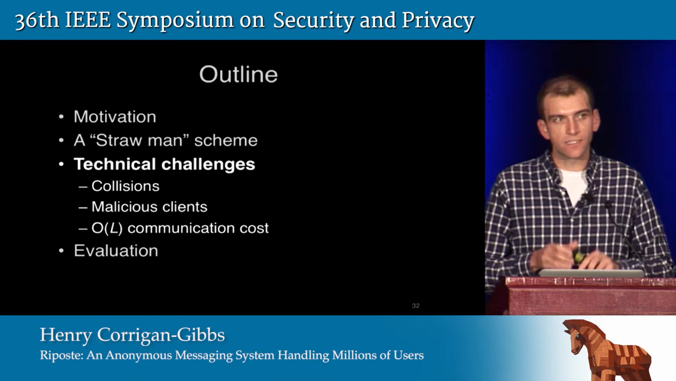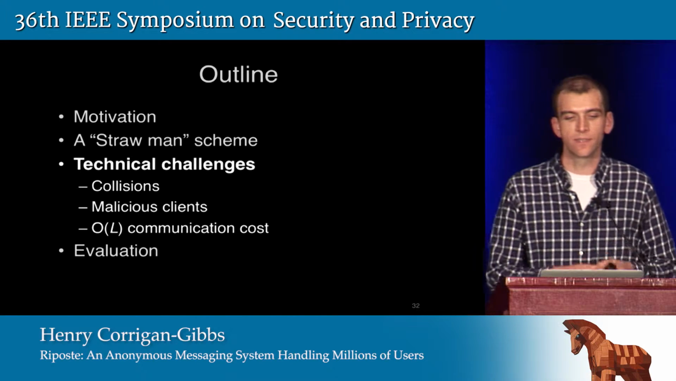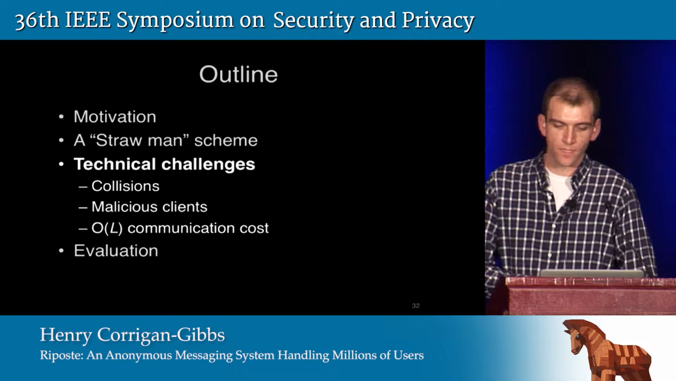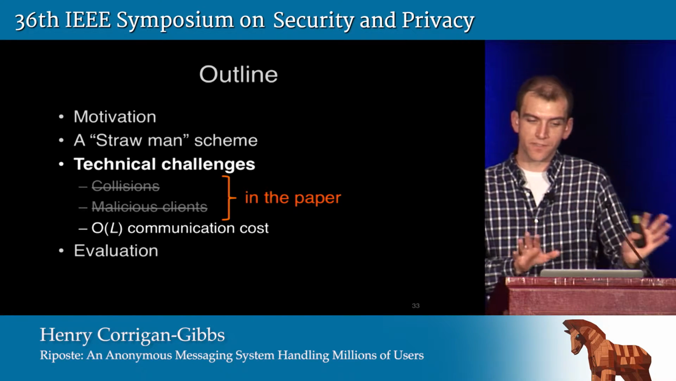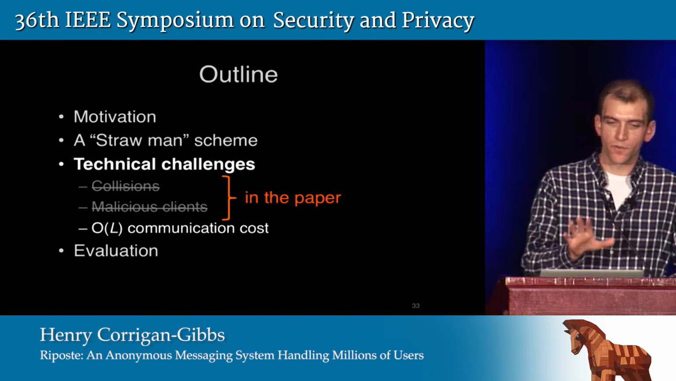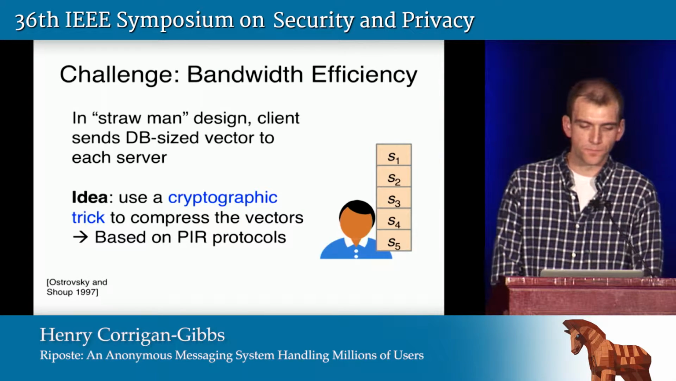We need to deal with malicious clients who send malformed vectors to the servers to try to corrupt the state of the database. And we need to worry about the bandwidth cost, so the cost between the servers and the clients. So for the first two things, I'm just going to point you to the paper. We have solutions for both of these problems, and if you're interested in how that works, you can check it out. I'm going to focus on the third one just to give you a taste of the sort of problem that we had to solve.